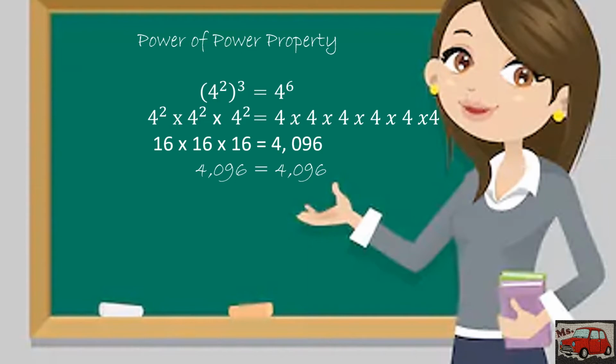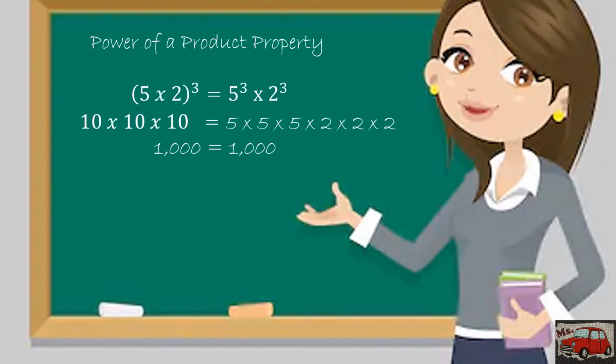Okay? Then, if we will solve that separately, inuna natin yung 4 squared, so we have 16. Saka natin siya imumultiply ng 3 beses sa sarili niya, and then we'll get the same answer na 4,096. Okay? Kahit gawin nyo pa siya na 4 raised to 6, or i-multiply nyo yung 4 ng 6 na beses sa sarili niya, we will get the same answer na 4,096.